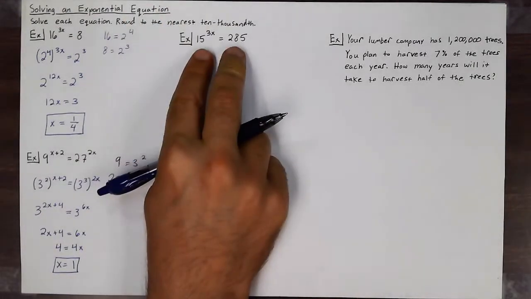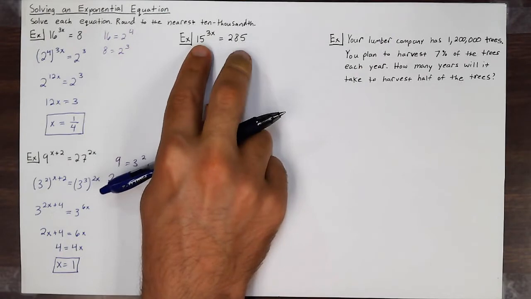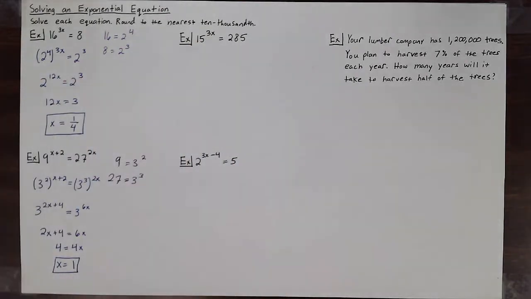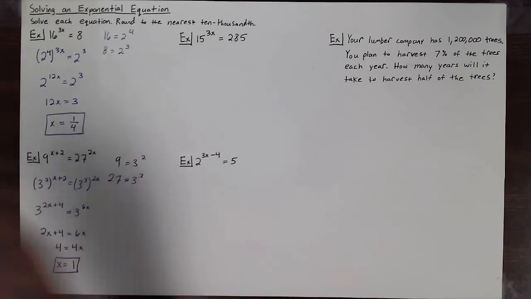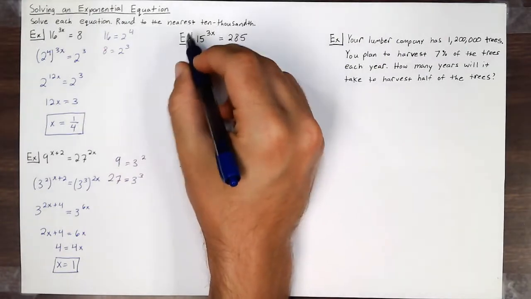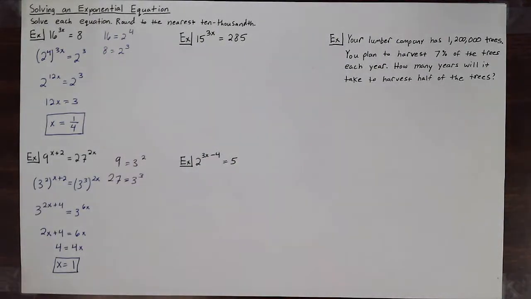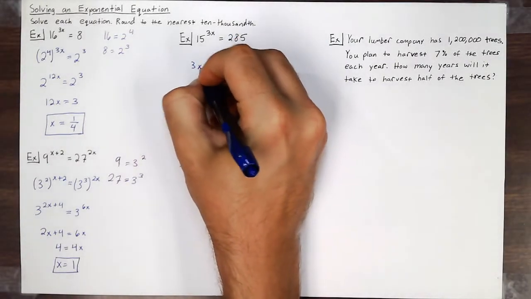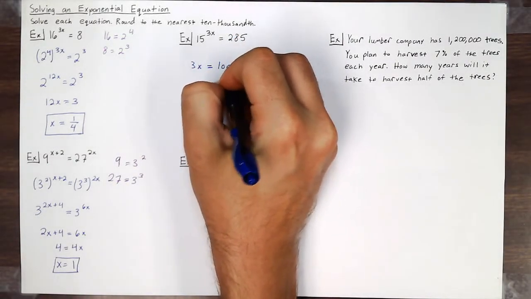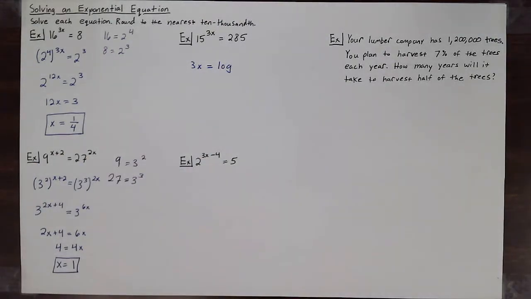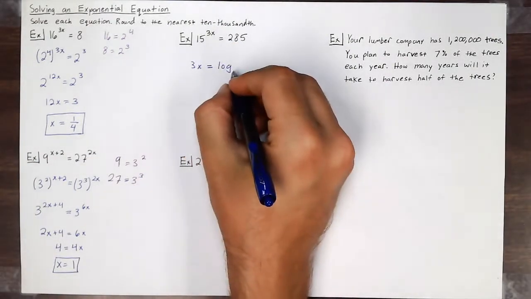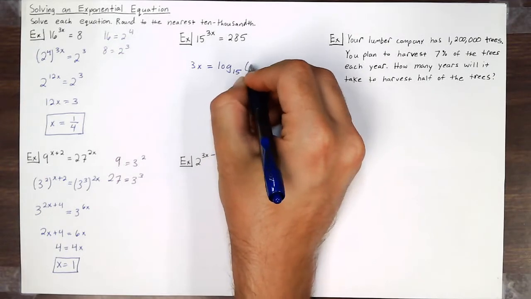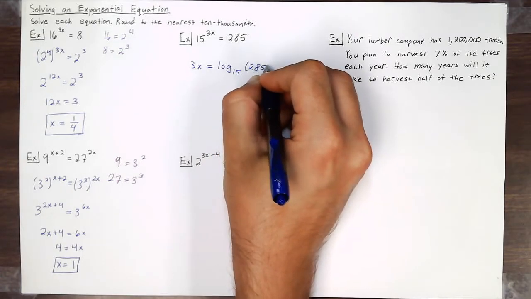Now, for the next example, I see that 15 and 285 do not share a common base and cannot. So I need to think of another way to solve it. One way I can go about this is by rewriting this in logarithmic form. Meaning the exponent, 3x, can equal a logarithm, since logs equal exponents. Base 15, the same as the exponential base, of 285.